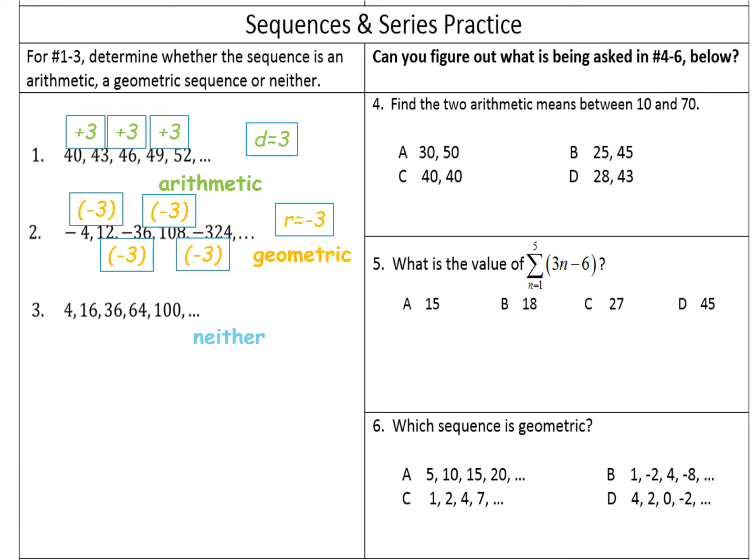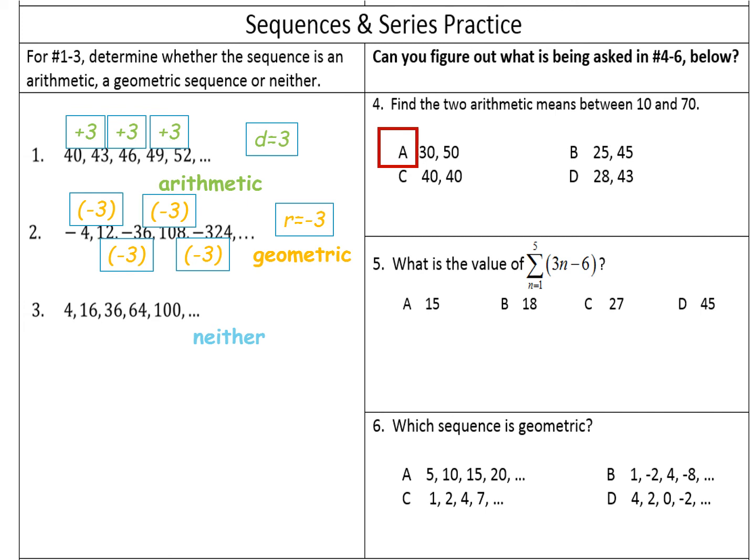So for 4 through 6, we're going to try to figure out what they're even asking us for. Find the two arithmetic means between 10 and 70. Arithmetic means between 10 and 70. What do you think? 30 and 50 sound okay? Well, after we find our choices, we'll go back and take a look at each one.